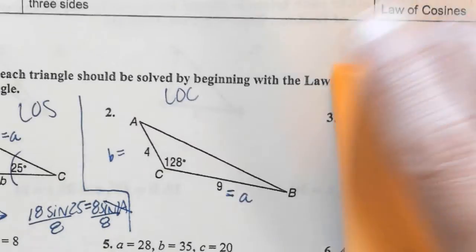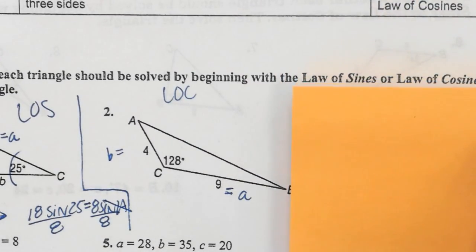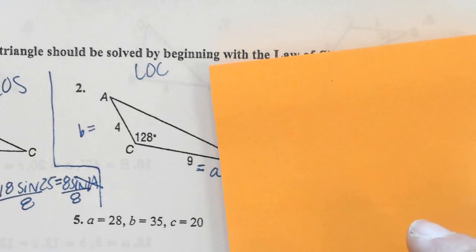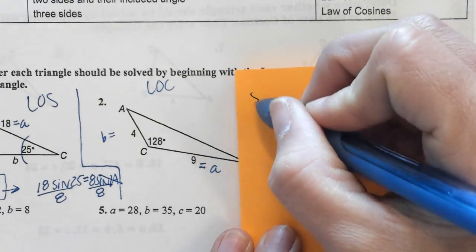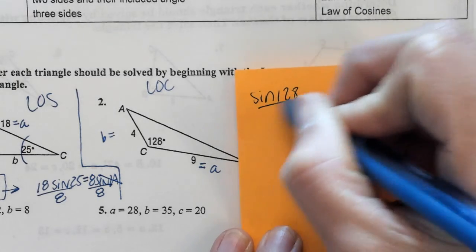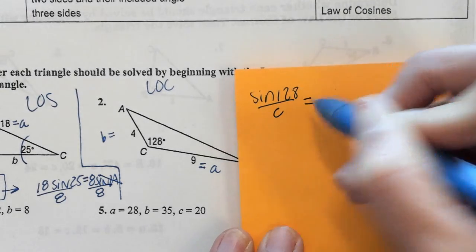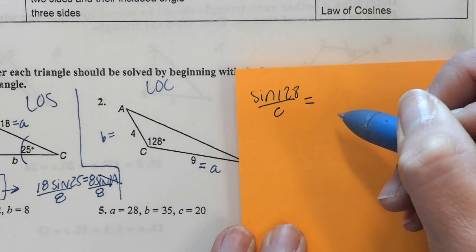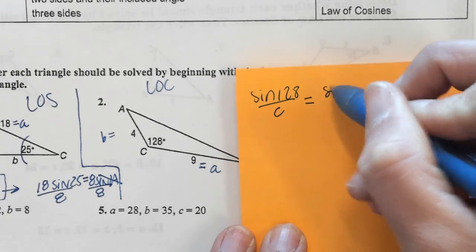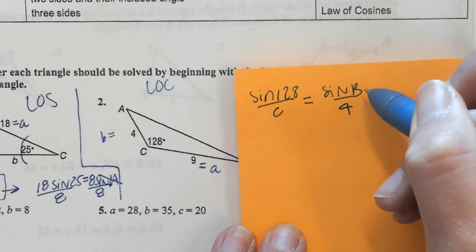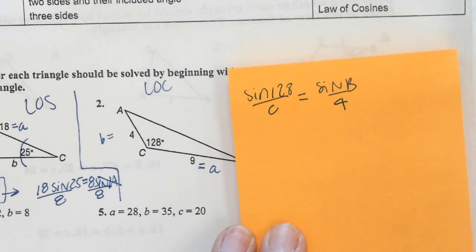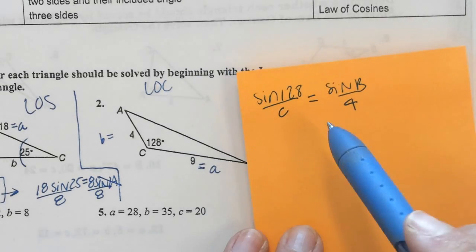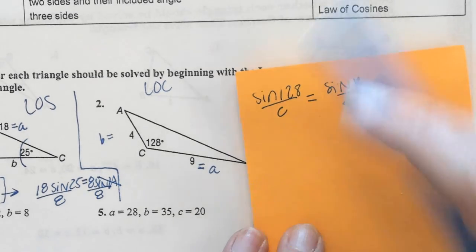Don't write this down. Tell me how you would have to set up this for using law of sines. Sine 128 over what? C. Pick a letter you want to solve for. B, so it'd have to be sine B over 4. See how we have 2 letters involved? That's why we can't use law of sines on this. We have to use law of cosines. So there's really no way you can forget. If you try to set up law of sines and you can't do it, you have to use this one.